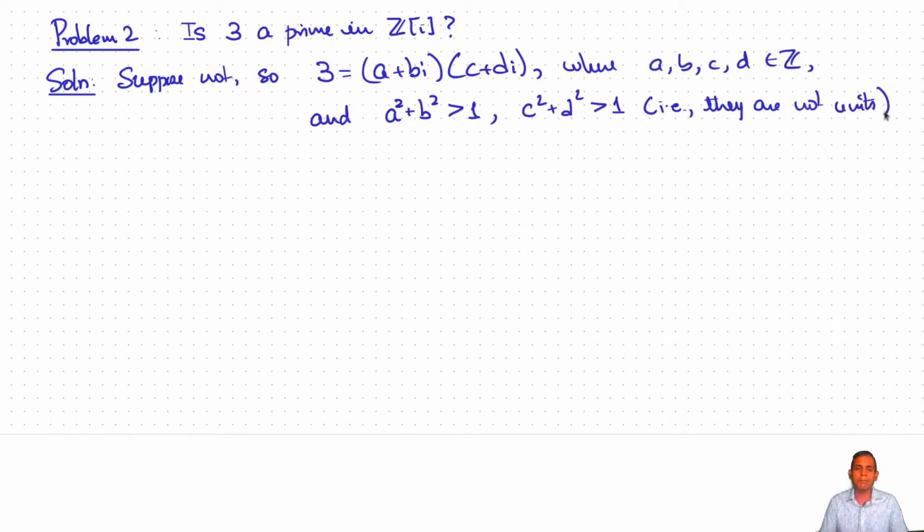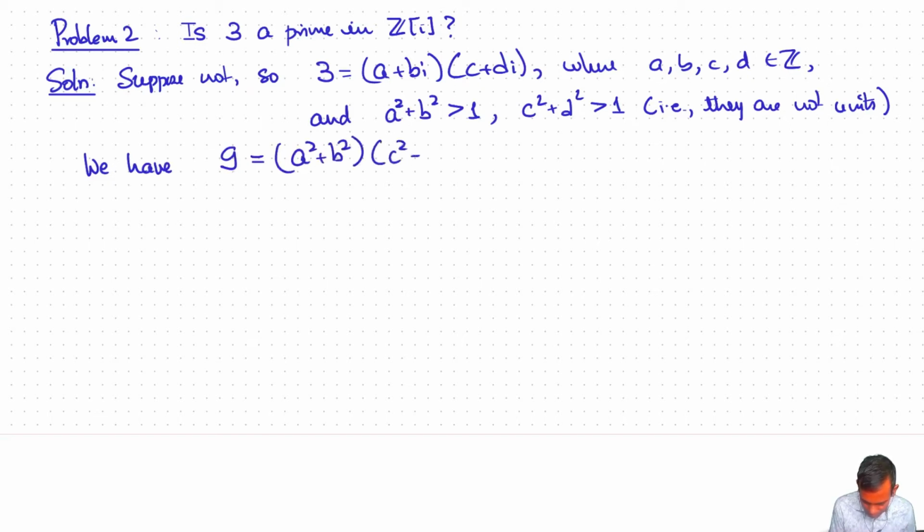Now let's use the multiplicativity of this norm, the squared absolute value of complex numbers. So that's also multiplicative. So we have that 9 is equal to (a squared plus b squared) times (c squared plus d squared), just taking norms of both sides of this equation and squaring. So now a, b, c and d are integers. So we must have that a squared plus b squared and c squared plus d squared are integers, and they are integers strictly greater than 1.